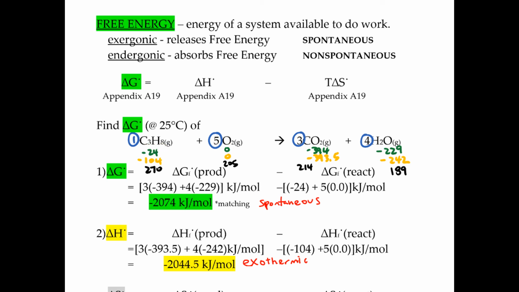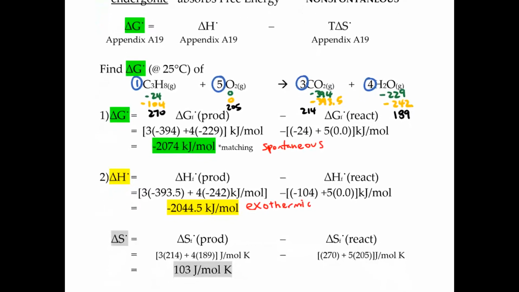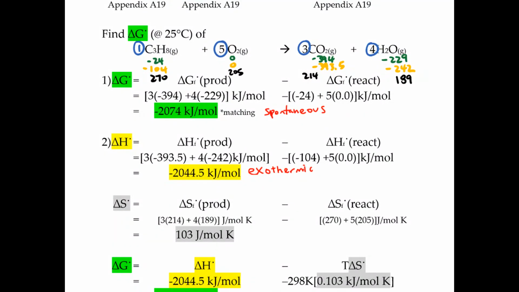Okay, now we're going to turn our attention to delta S, and it's the same deal. You're going to notice that the black numbers for S do not have a 0 for the element in the standard state because every compound and element has some sort of entropy, which means randomness. The only thing that has no entropy at all is a perfect crystal at 0 Kelvin, which is pretty much impossible. So you're going to do your end minus the beginning again.